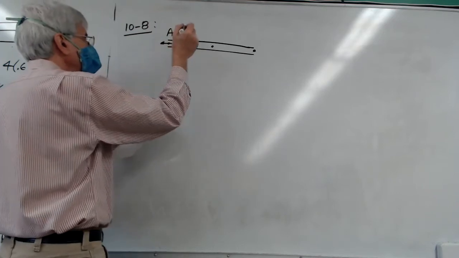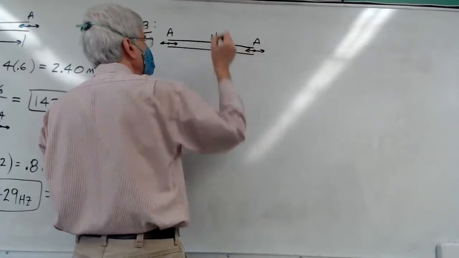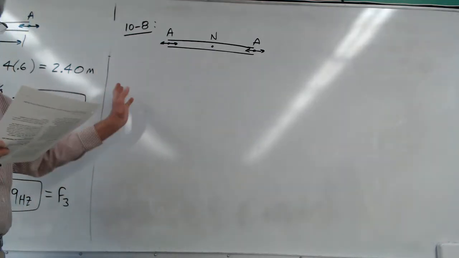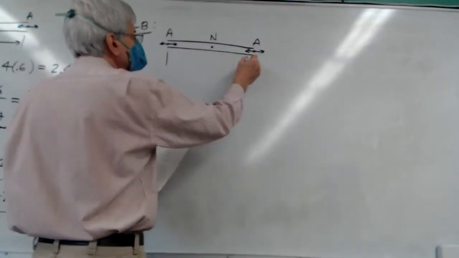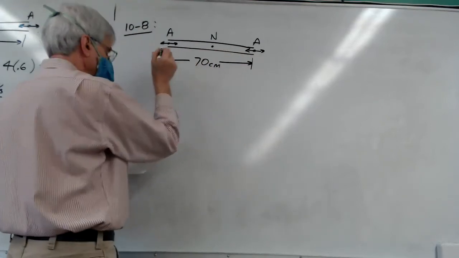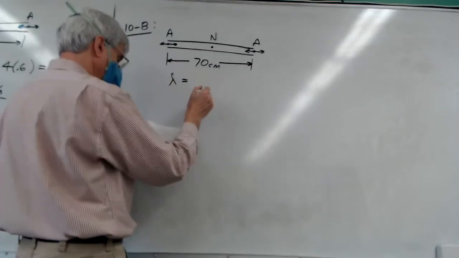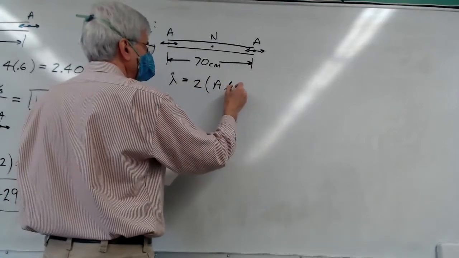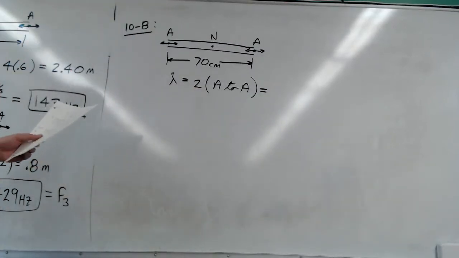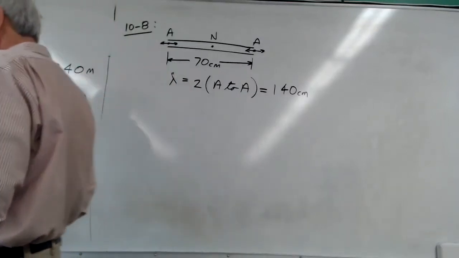basically you've got an antinode at the open end here. You've got an antinode at the open end there. And every pair of antinodes has to have a node in between. So there's the fundamental pattern. This is 70 centimeters. Antinode to antinode is half a wavelength. So the wavelength here is twice the length of the instrument.